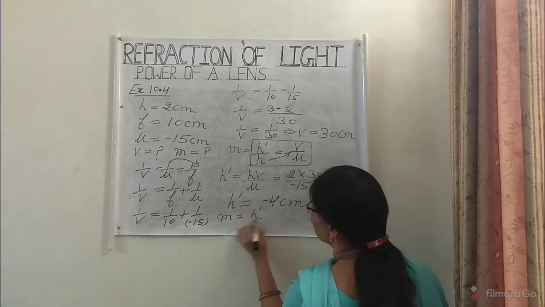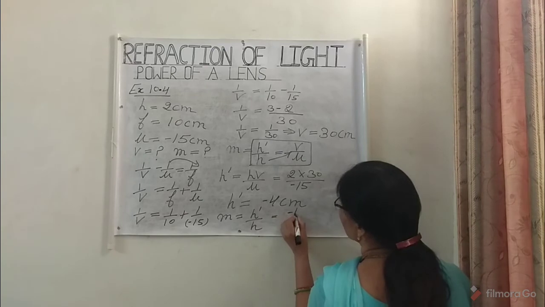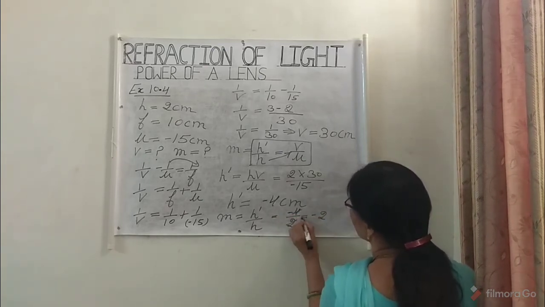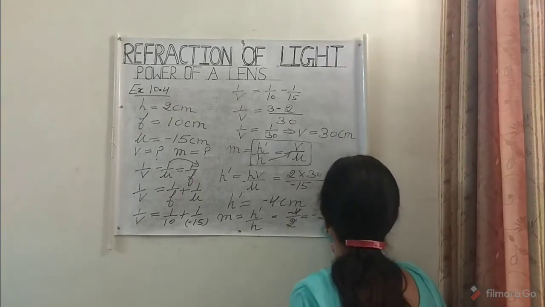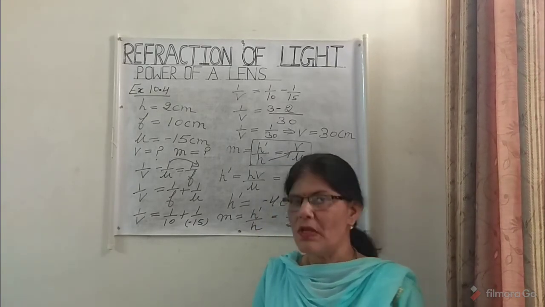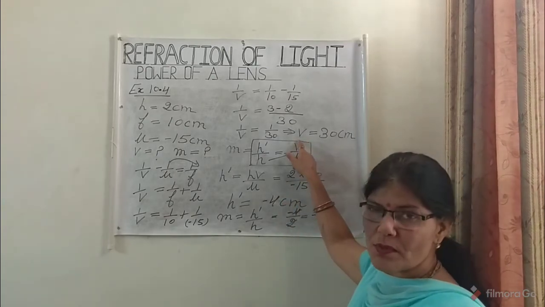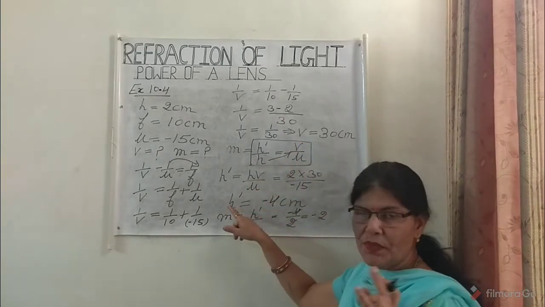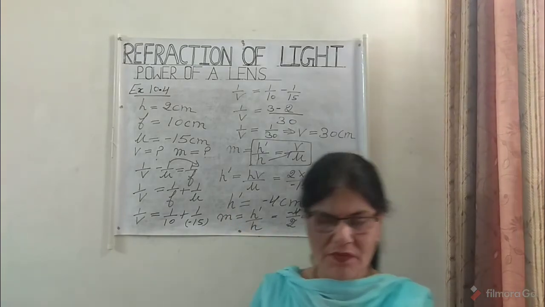Magnification is H dash upon H. That is, H dash is minus 4 upon 2. Minus 2. Not centimeter, it is only minus 2. So magnification is minus 2. So we have calculated V, distance of the image from the optical center. We have calculated H dash, height of the image, and we have also calculated M, that is magnification.